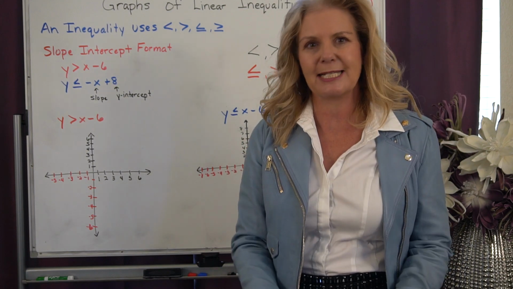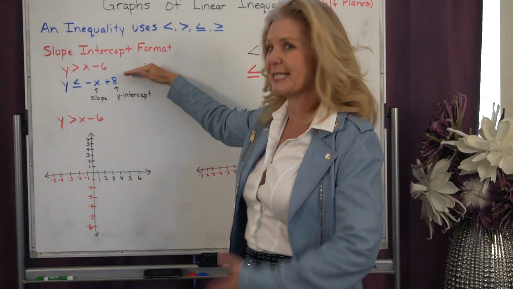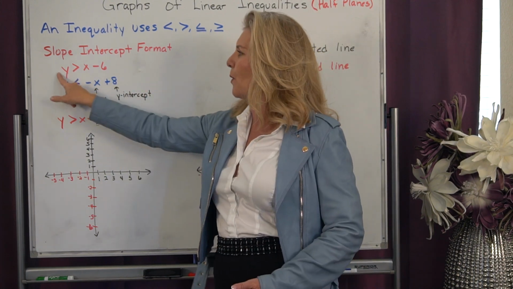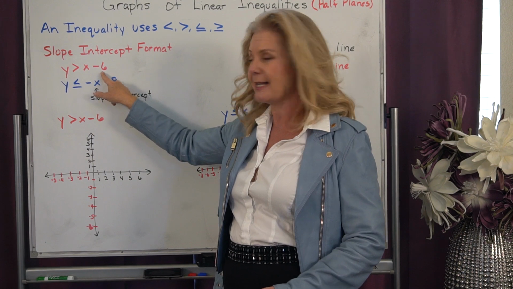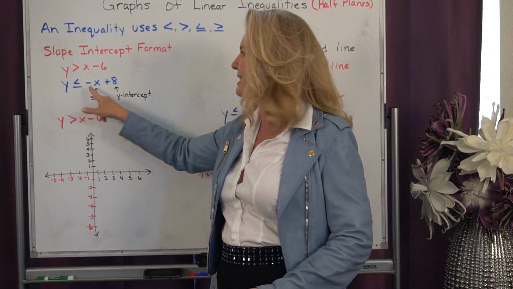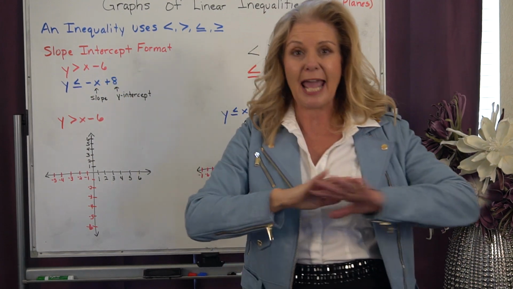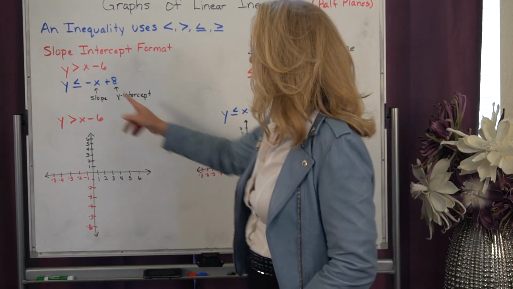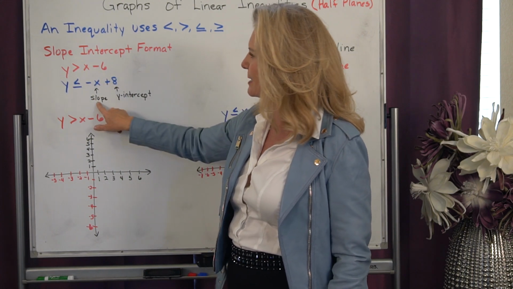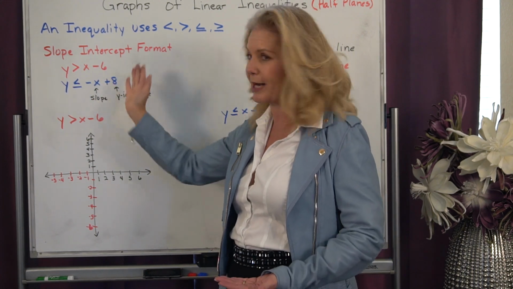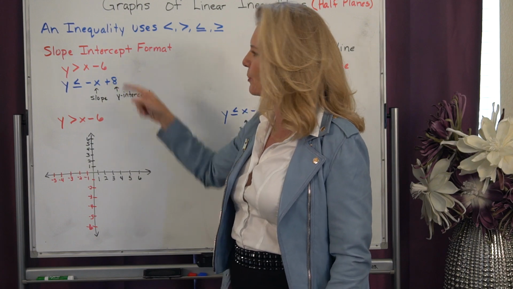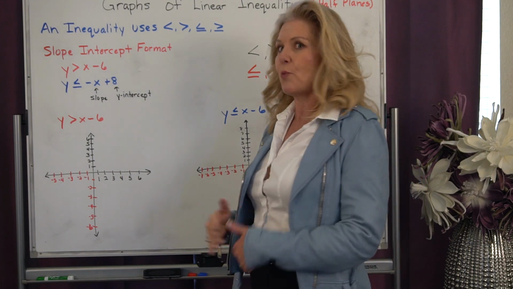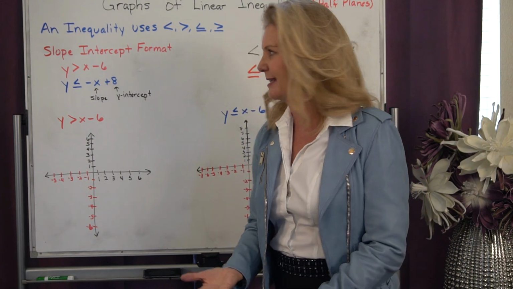So if we are going to take a look at a slope-intercept format using the inequalities, it would look something like this. Y is greater than x minus 6, or y is less than or equal to negative x plus 8. Now, everything else that we've learned about linear equations still applies. So this x represents that slope part, whatever number is before it, and the number represents the y-intercept, so that hasn't changed. The way we work with them is exactly the same too.